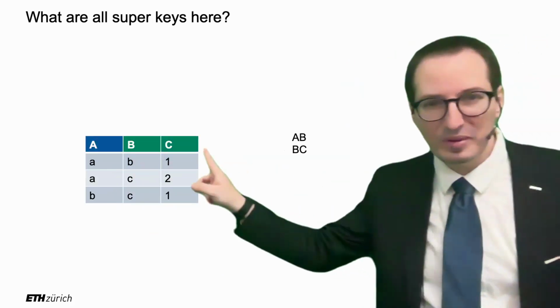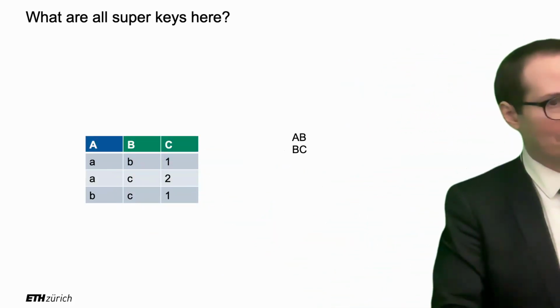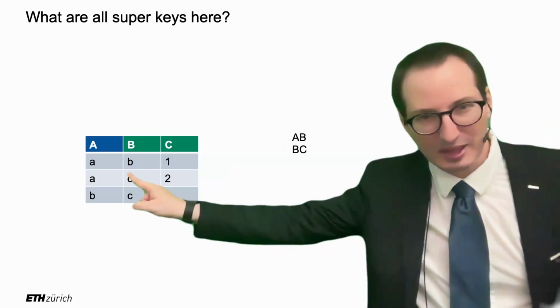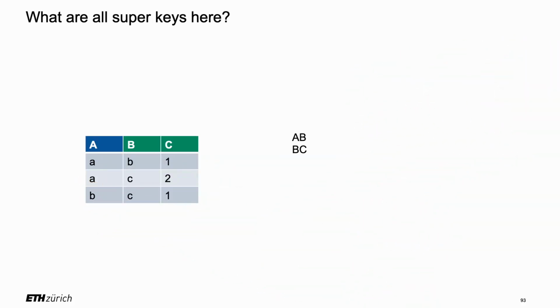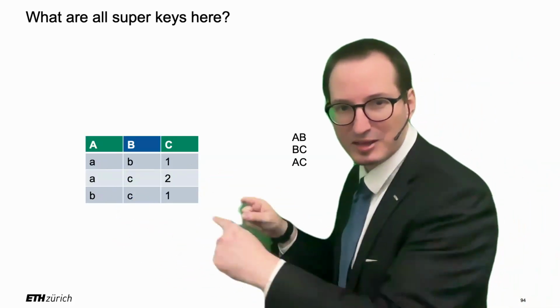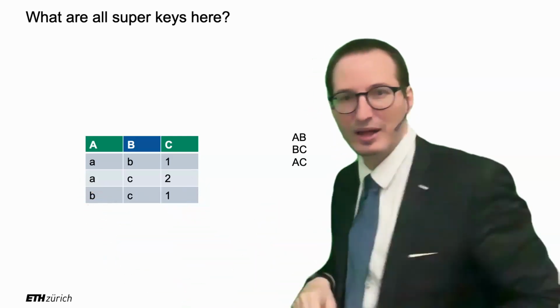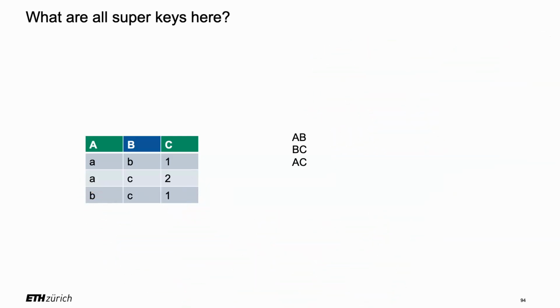Do you agree BC is also a super key? If I say, for example, C2, then I know this is the tuple. If I say B1, then this is it. If I say C1, then this is it. So it's also a super key. AC is also a super key. If I say A1, then I know we are here. If I say A2, I know we are here. If I say B1, I know we are here. So it's also a super key.